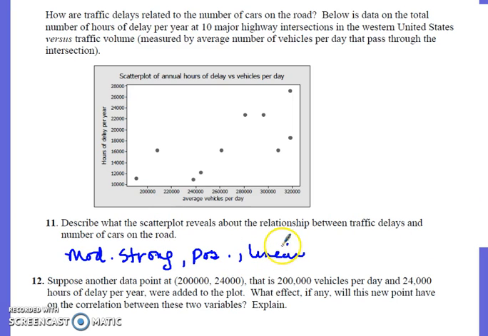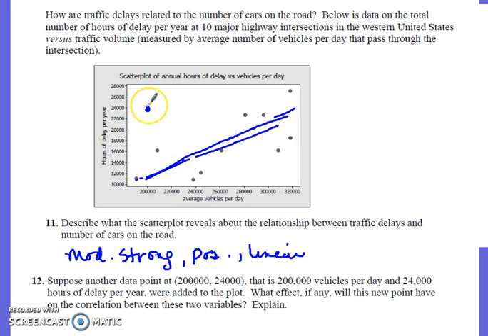Number 12: suppose another data point, 200,000, 24,000, so roughly somewhere around in here, was added to the plot. What effect, if any, will this new point have on the correlation between these two variables? Right now, before I added that point, if I had to estimate the line, I would say somewhere in here, maybe a little more tilted upward, but that's about it.